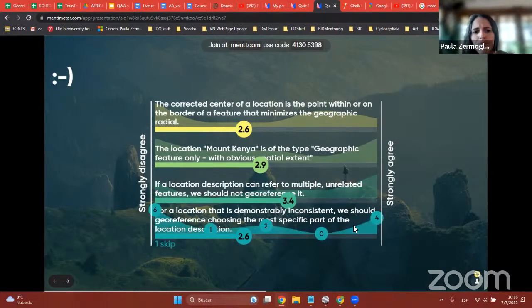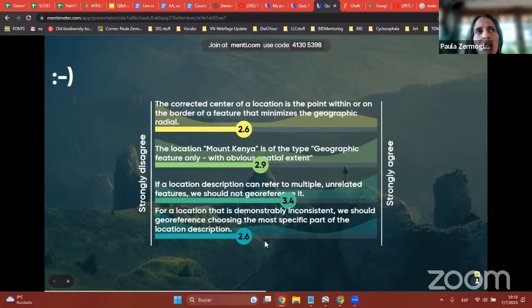And the next statement is, for a location that is demonstrably inconsistent, we should georeference choosing the most specific part of the location description. So in here, most people disagree, but there are some people that agree. And the answer is also tricky because in general terms, if the location is inconsistent, we should not georeference it.